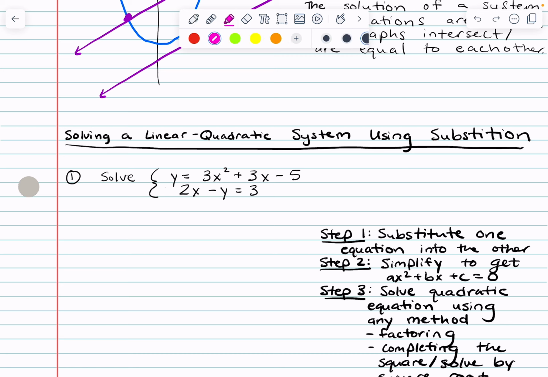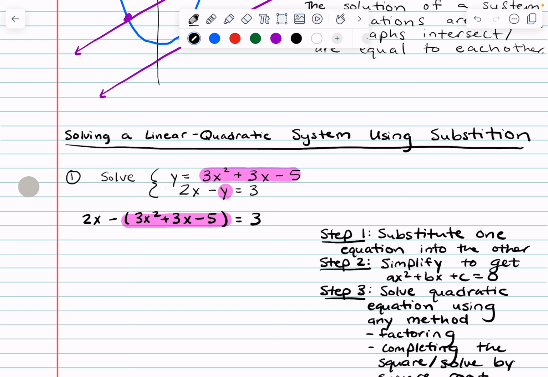If you notice, this first equation says y is equal to 3x squared plus 3x minus 5. I can actually plug that into my y value here. So then I end up getting 2x minus (3x squared plus 3x minus 5) is equal to 3. So all I did was plug my first equation into the second equation.